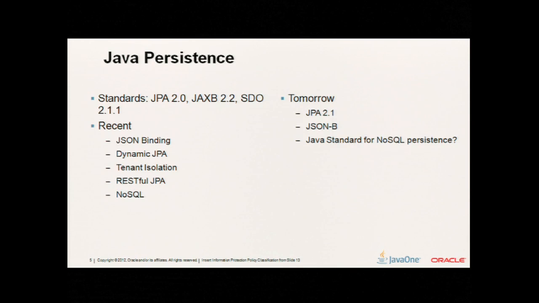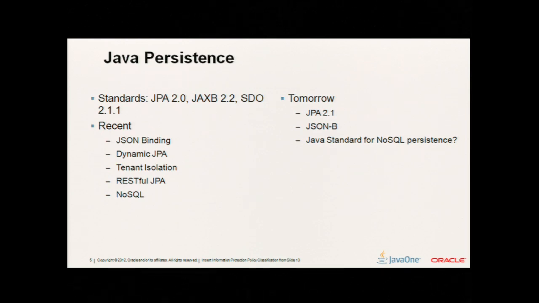On the standards side, obviously we're very involved in standardizing persistence. We have JPA 2.0, which we're the reference implementation of. We implement JAXB 2.2. We are the reference implementation of SDO 2.1.1. And that's the last time I'll mention SDO this week, but I like to bring it up once.